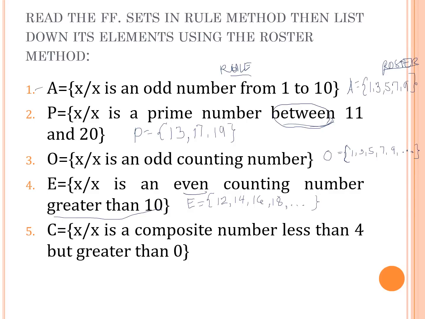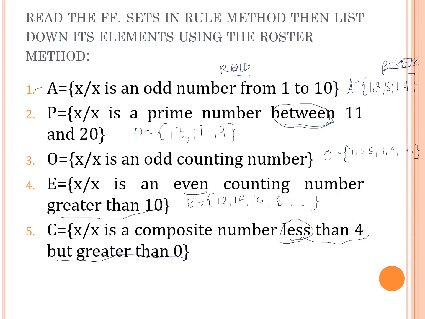Number 5, set C is the set of all x such that x is a composite number less than 4 but greater than 0. Again, composite number less than 4 but greater than 0. It says less than, so the numbers less than 4 are 3, 2, and 1.